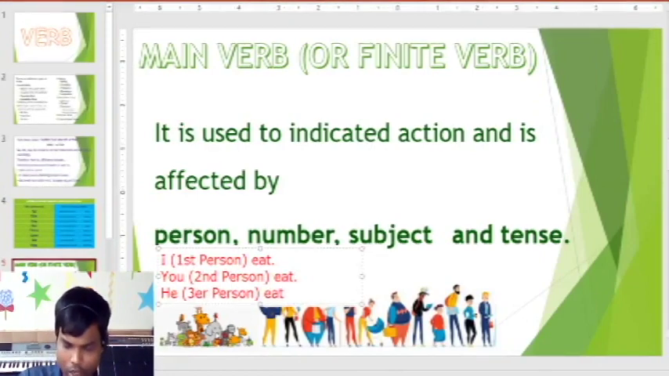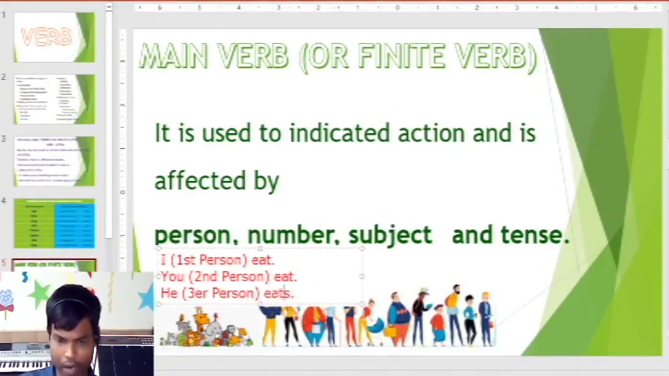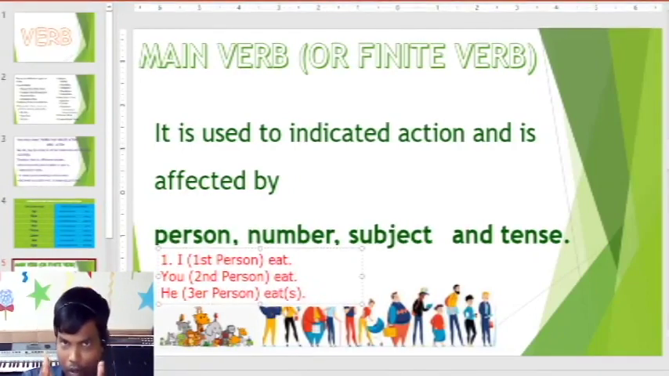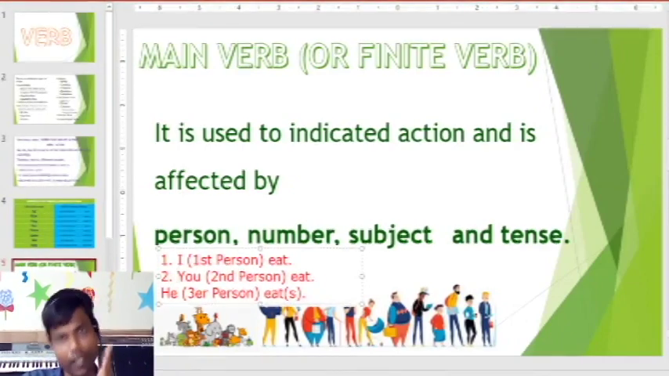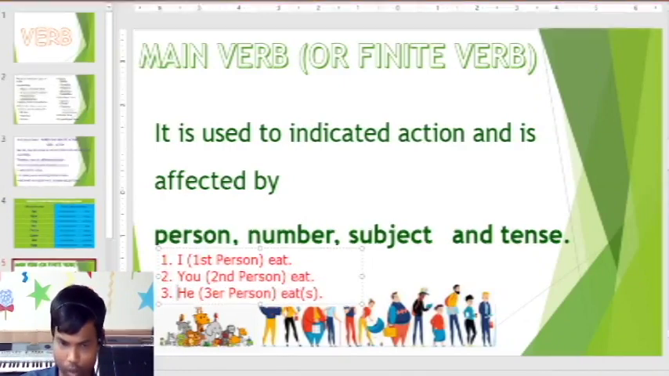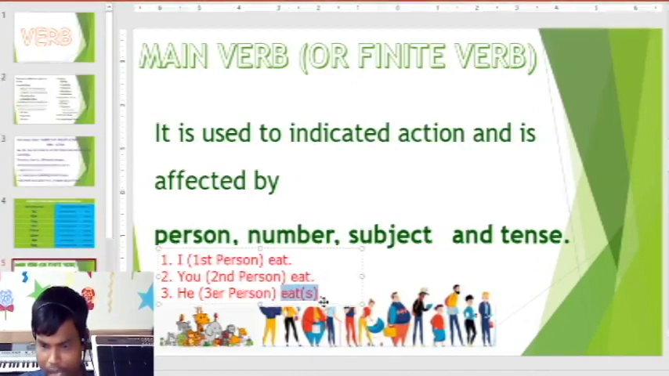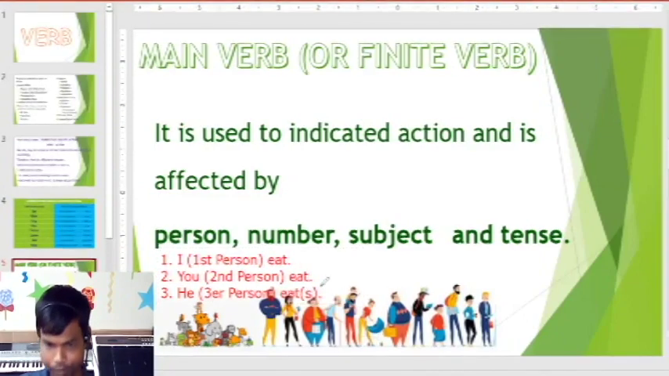And here is the change. Eats. Let me just put it in a bracket for you to understand better. So, now I want to first, I, first person, verb, eat. Second person we have seen, again, eat. Third person we have seen, number 3, he eats. So person affects the main verb. That is what I just wanted you to know.